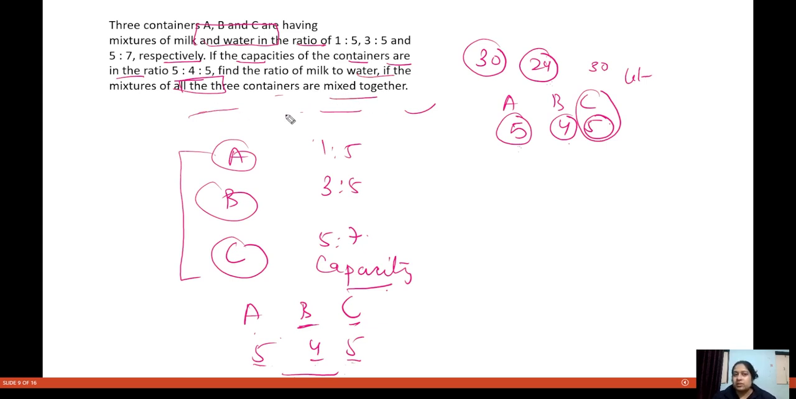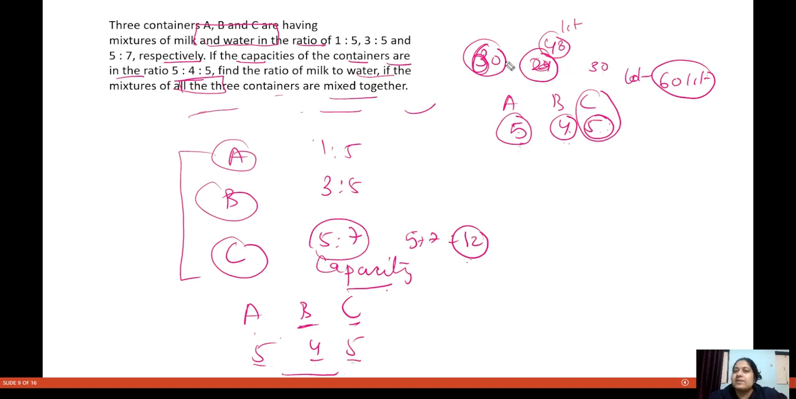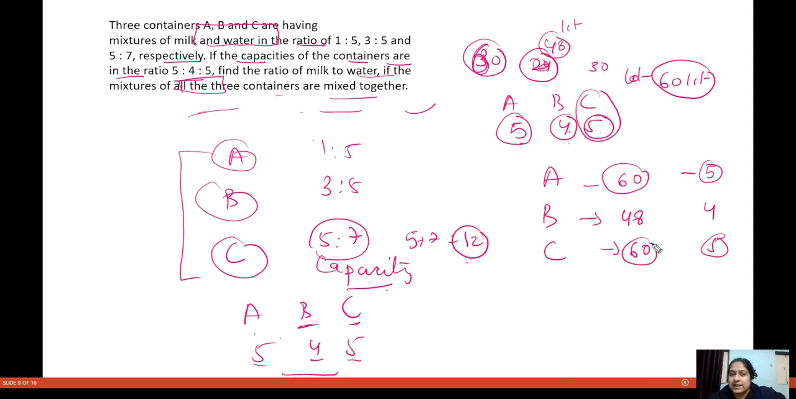see, I will consider that this container has 60 liter. So this container will also have 60 liter because the ratio is the same, 5 is to 4 is to 5, and this container will have how many liter? 48 liter of milk plus water mixture. Okay, see, try to understand what I am saying. You have A, B, and C as three containers. Now you have 60 liter in A, because the ratio is 5 is to 4 is to 5, in B you have 48 liter, and in C you have 60 liter. See why I did this? Because 5 plus 7 is 12, and to have a whole quantity, I just multiplied this by 5, so this became 60. So now in this C container, we have 60 liter of mixture.